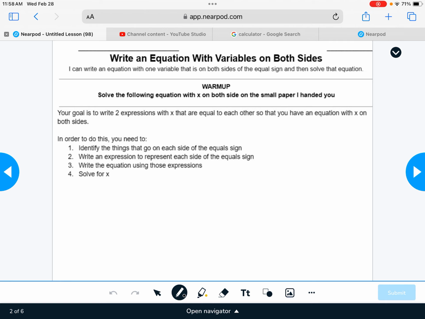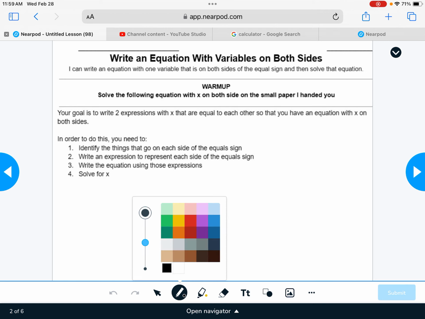When you have x on both sides, that means you are comparing two different items to each other. And if we can tell what those two items are, we can start to isolate the numbers that go with them to write an expression, which is what step number two is, right? Step number two says write an expression. Step three is write the equation using those expressions. Now, I've got a question. How many of y'all remember what an expression and an equation are and what makes them different?